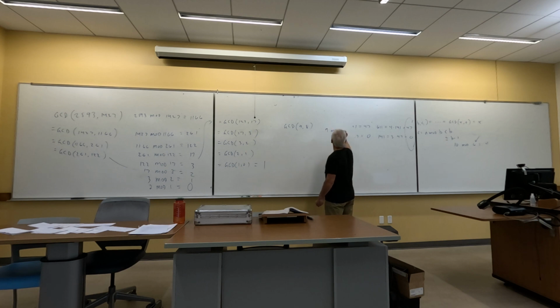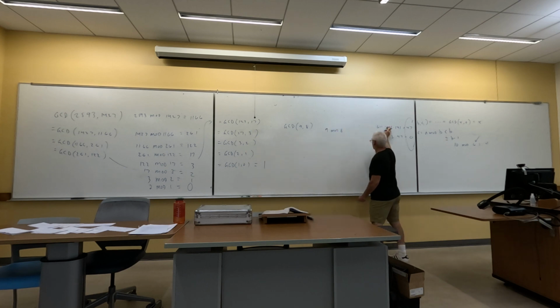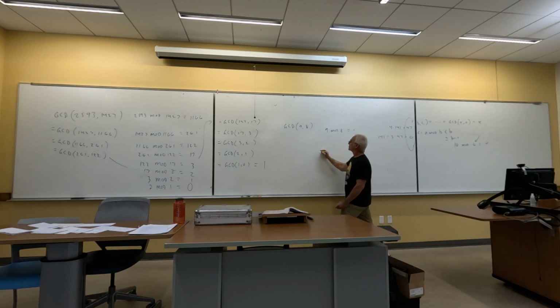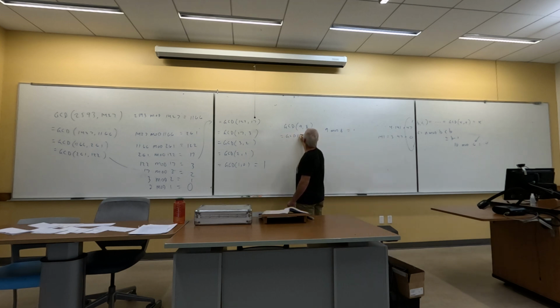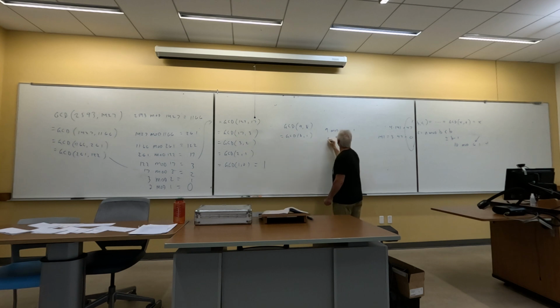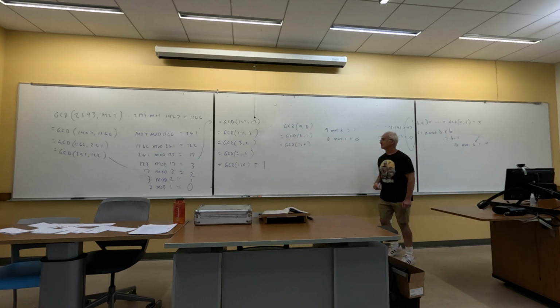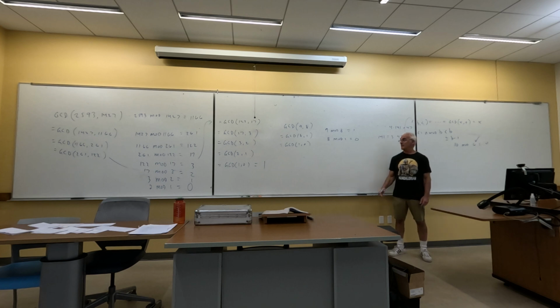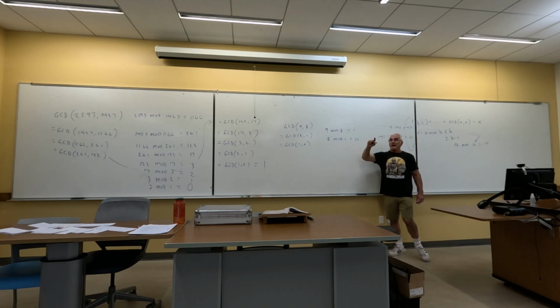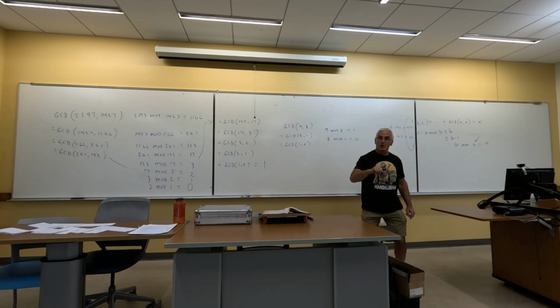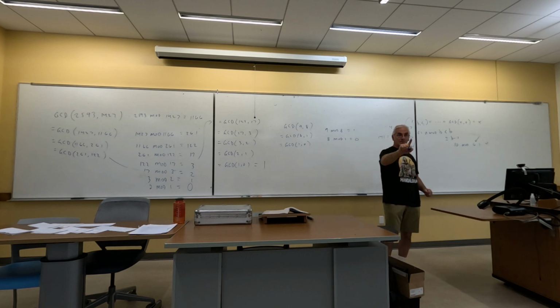9 mod 8 is what? Is 1. So this is going to equal GCD of 8 and 1. 8 mod 1 is 0, because 1 goes into 8, 8 times with no remainder. So this is GCD of 1 and 0. In other words, my GCD was a 1. The numbers don't have to be prime to have 1 as your greatest common divisor. But that's the definition of mutually prime. They have no common prime factors.